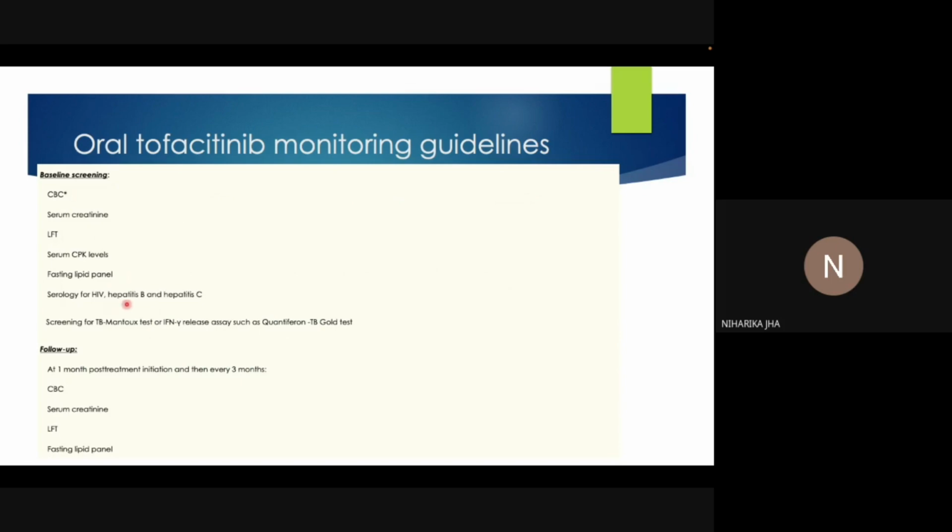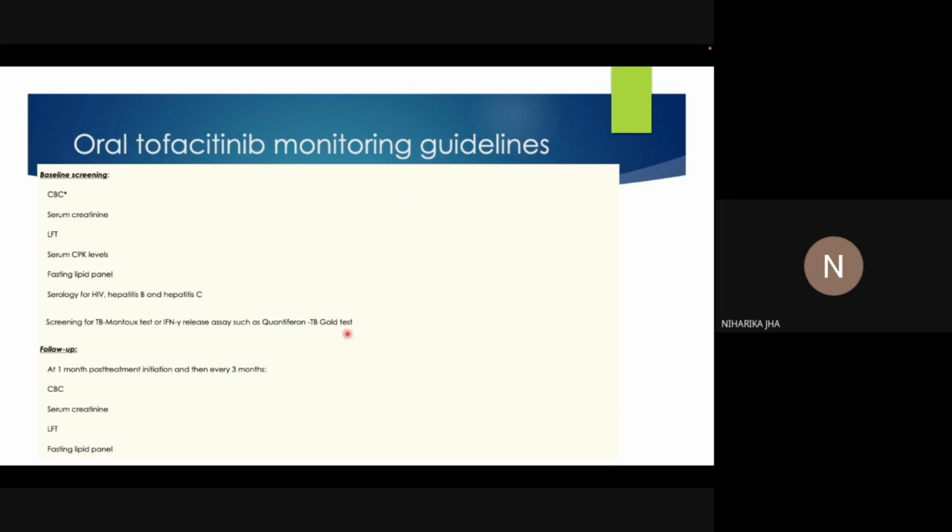Then we have to get the triple H test done, which is the serology for HIV, Hep B, and Hep C. We have to rule out tuberculosis. Screening for tuberculosis can be done using Mantoux, or we can go for the QuantiFERON TB Gold test, as well as a chest X-ray PA view to rule out active tuberculosis in the patient. This is before starting the patient on tofacitinib.